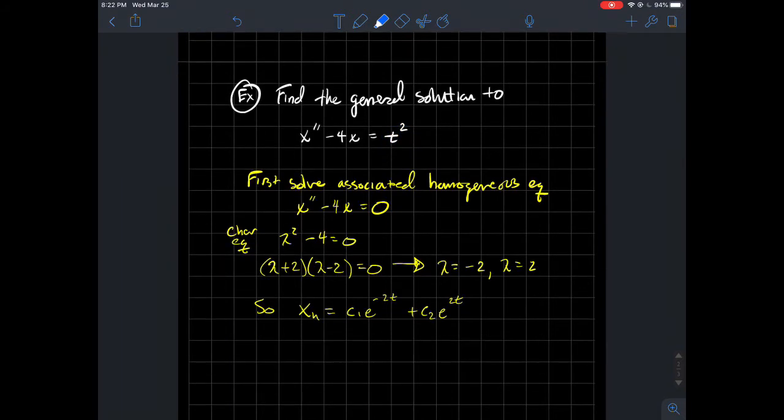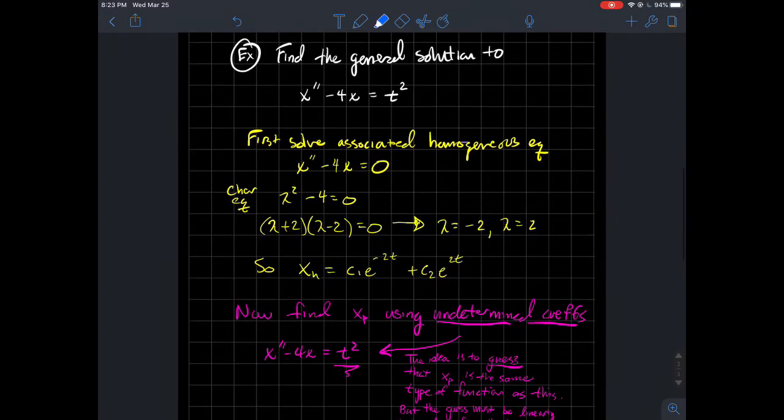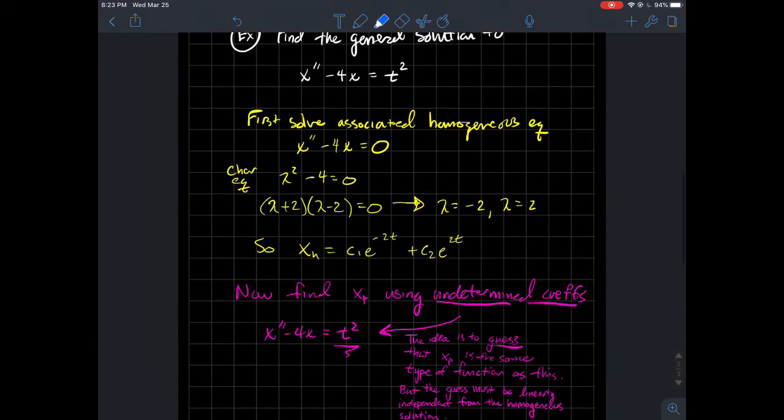Your characteristic polynomial is lambda squared minus 4. Set that equal to 0, and you get your two roots, -2 and 2. And so xh is just c1 e to the minus 2t plus c2 e to the 2t. That was pretty fast. Now is the hard part. How do we find xp? We're going to use the method of undetermined coefficients to do that.